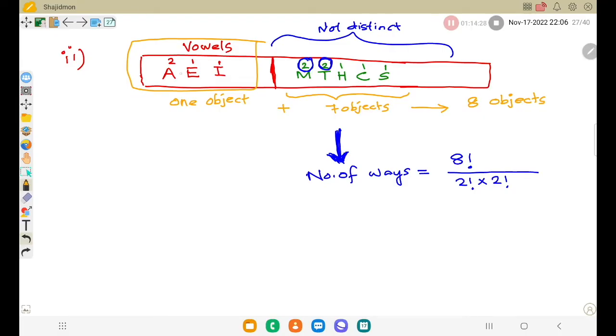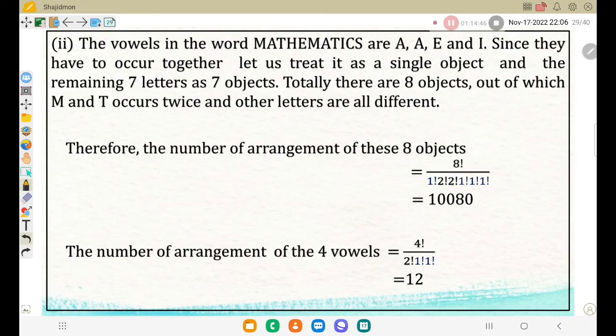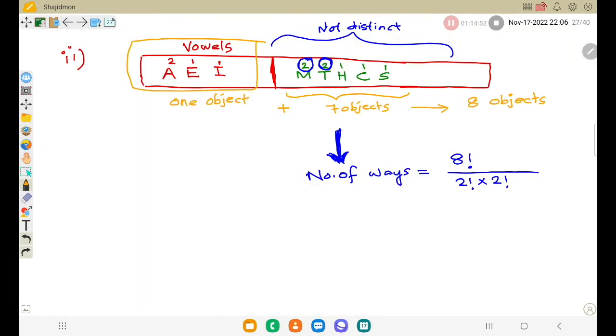Don't look here, because this is a single object. The A's 2, don't take that 2, since this is taken as a single object only one time; that is why we are not writing it down. Have you understood? So 8 factorial divided by 2 factorial multiplied by 2 factorial. Check your calculator, what number are you getting? I will write it here: 10080. This many ways, so 10080 ways we can arrange.